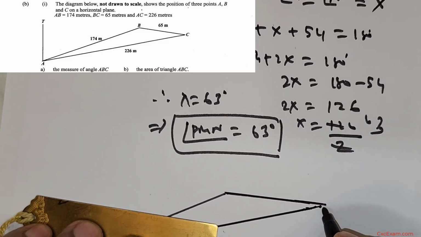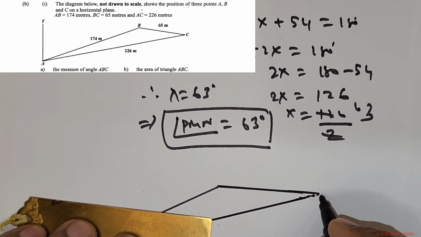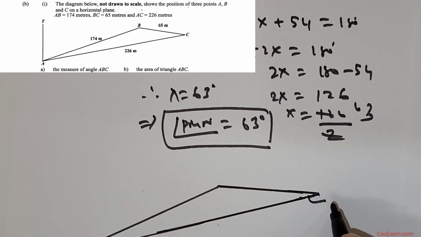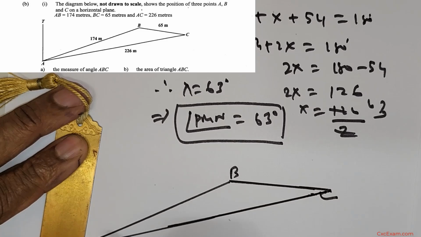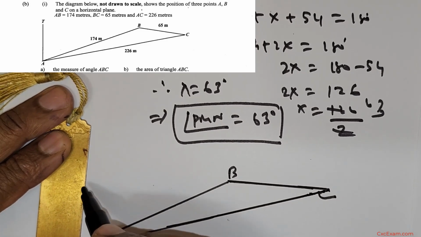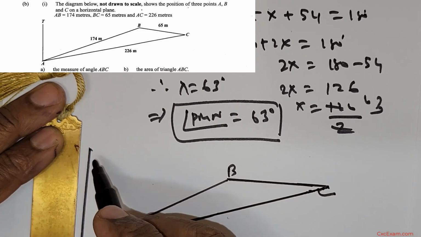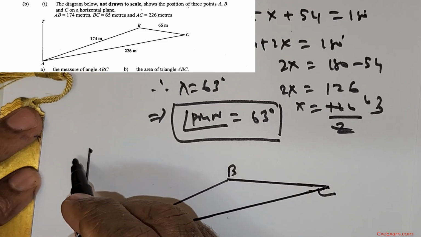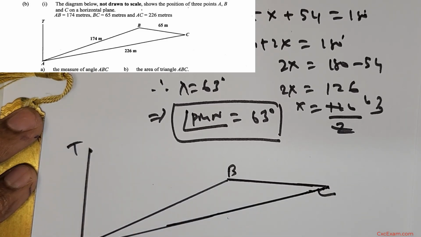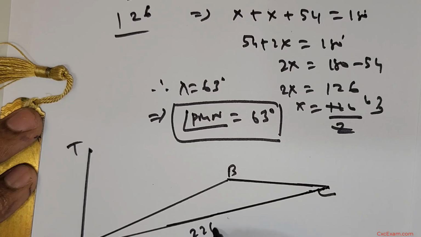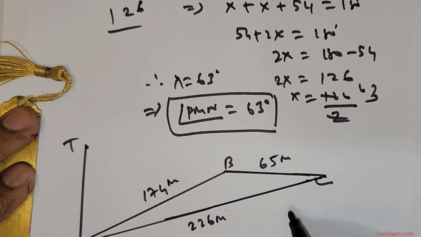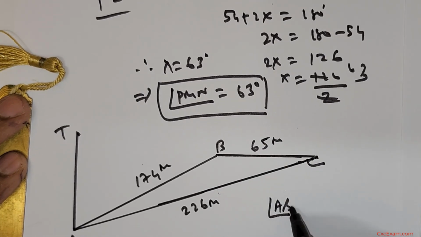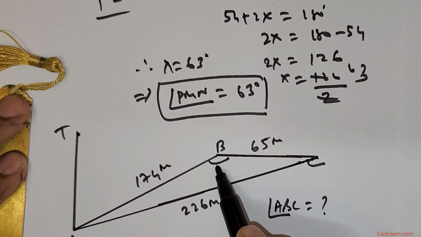Okay, so this is C, this is B, and we have a pole here, T, and this is A. This is 226 meters, 174 meters, and this is 65 meters. We are asked to find angle ABC. So this is required.